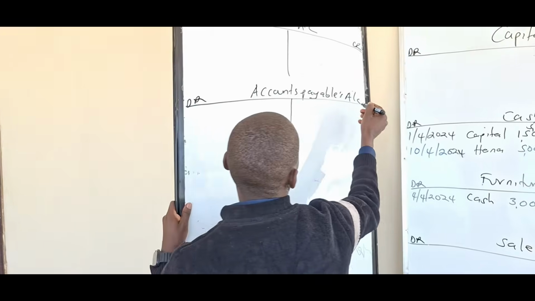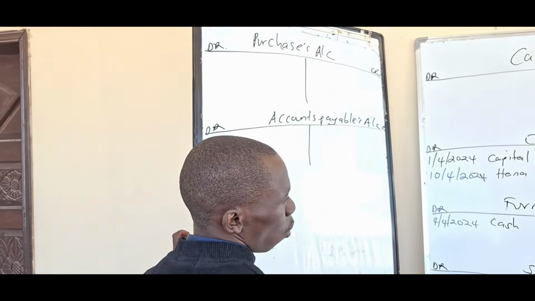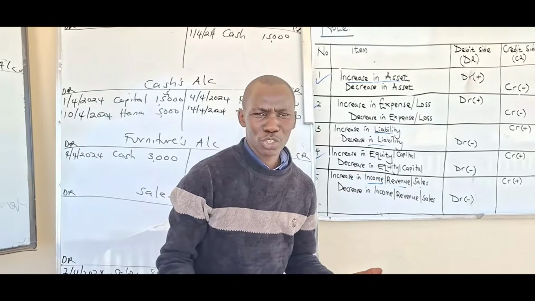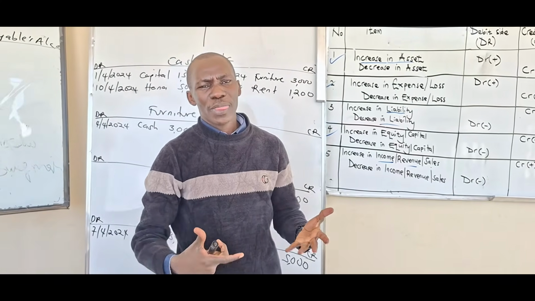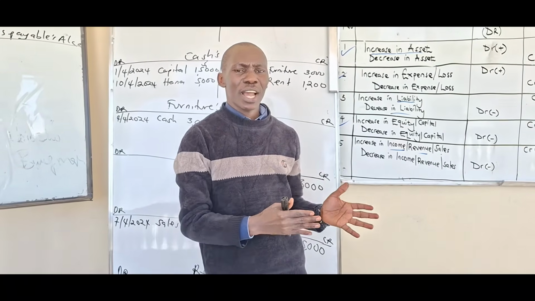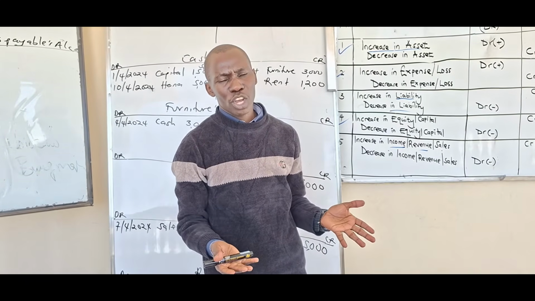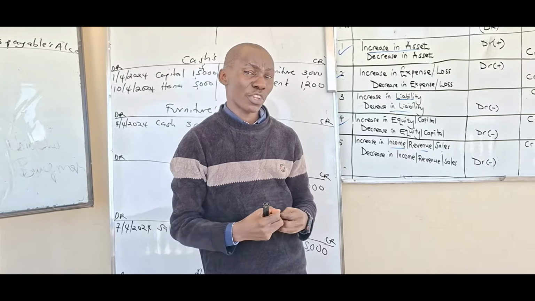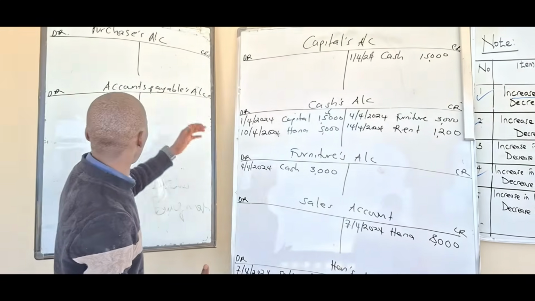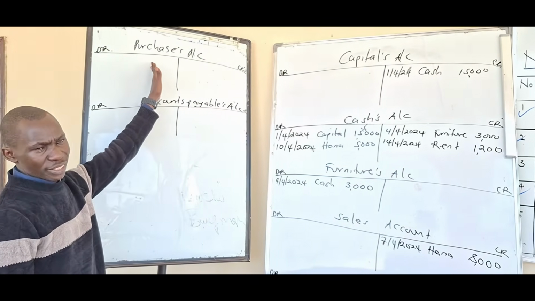When you purchase goods, what happens? Don't forget, I told you the expense. If they're increasing, we put on the debit side. And purchases, those are expenses, of course. So we are spending money to buy stock for the business, right? So we are going to put on the debit side of our purchases.